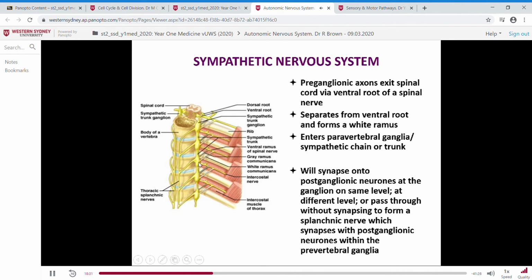It'll synapse onto a postganglionic neuron at the ganglion on the same level. So if it comes in here, it'll synapse here, or it might come in here and synapse at a different level. So it might go up and synapse here, or it might go down and synapse here, or it'll pass through without synapsing at all. So it'll come in, come back out, and go down into one of the thoracic splanchnic nerves, and it'll go to a different ganglia, a prevertebral ganglia, okay? Most will synapse here, coming in and synapsing on the same level that it entered the system.